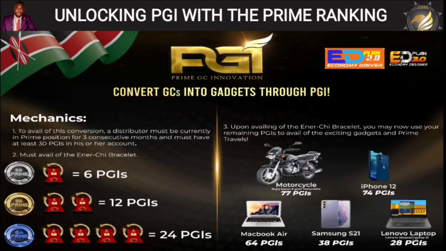So now what happens is, the first thing is that this one only happens for people who are a silver executive and above. Once you have become a silver executive, the first thing you need to do is avail your account for conversion. A distributor must currently be in a prime position for 3 consecutive months and must have at least 30 PGIs on his or her account.